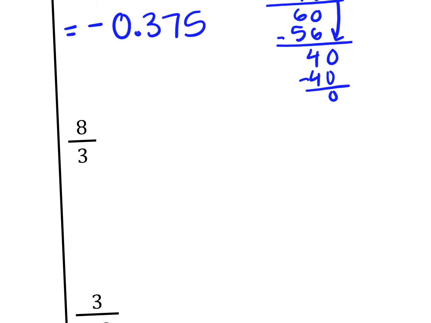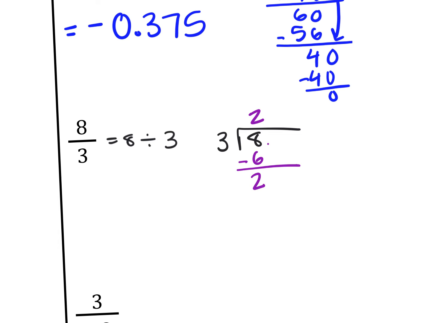So 8/3 means 8 divided by 3. This time 8 goes inside the division and 3 goes on the outside. 3 goes into 8 2 times. We're left with 2. I'm going to add a decimal and a 0. 3 goes into 20 6 times. We're left with 2, add a 0. 3 goes into 20 6 times.